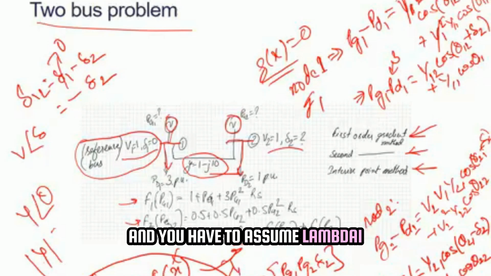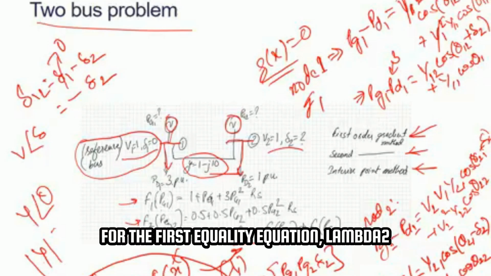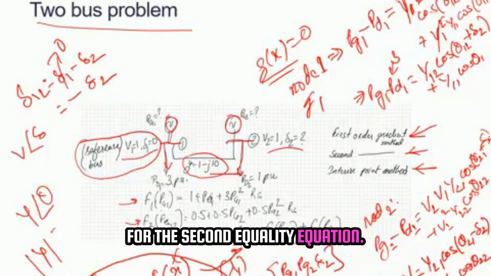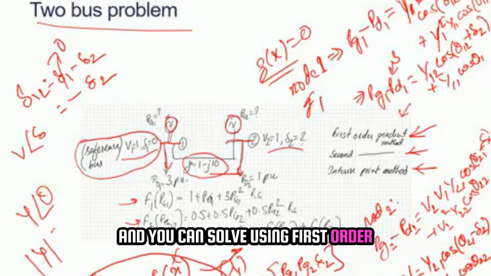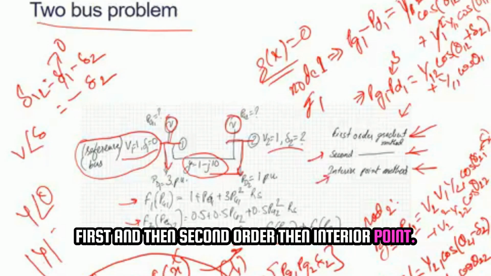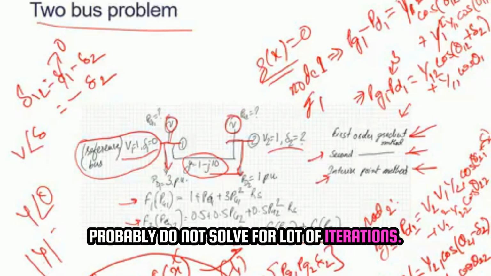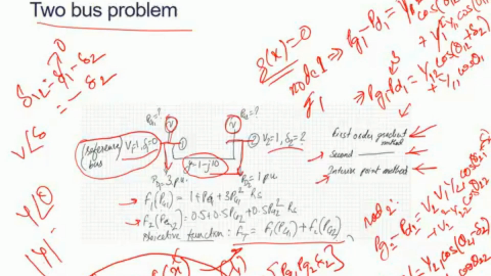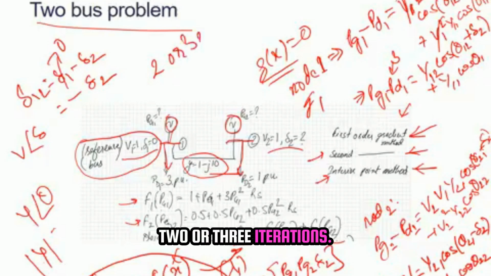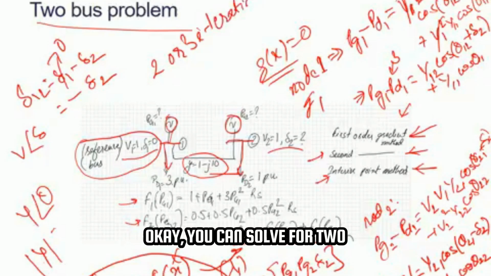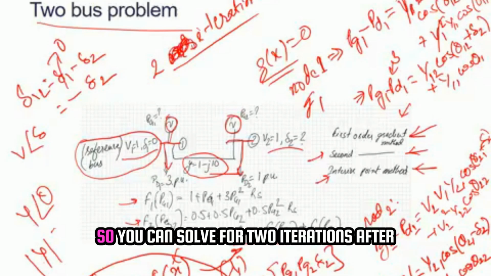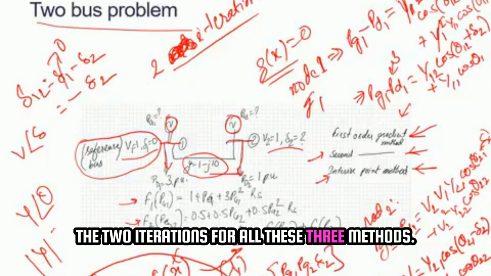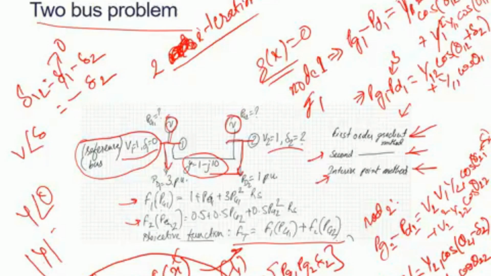Right, so these three are the variables in X, and you have to assume lambda 1 for the first equality equation, lambda 2 for the second equality equation, and then you can form the Lagrange function, and you can solve using first order first, and then second order, then interior point. Probably do not solve for a lot of iterations, probably 2 or 3. Why complicate? Let's keep it 2. So you can solve for 2 iterations, and after the 2 iterations, for all these 3 methods, first order, second order, interior point. So do you get the idea?